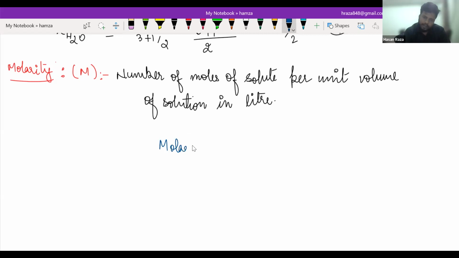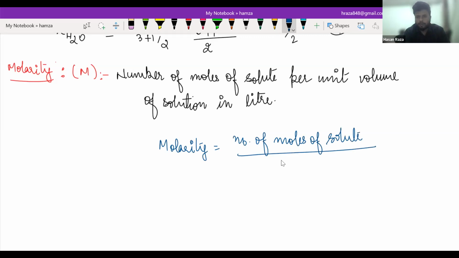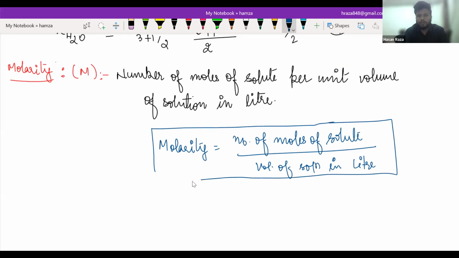molarity equals number of moles of solute upon volume of solution in liters. Number of moles of solute upon volume of solution in liter.